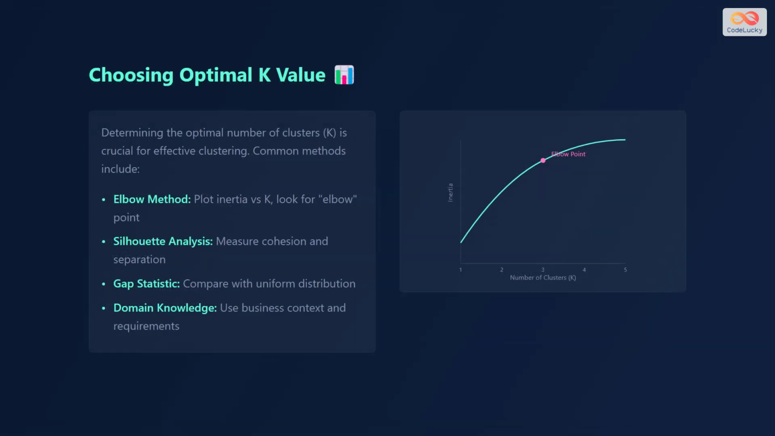Determining the optimal number of clusters k is crucial for effective clustering. Here are some common methods to help you choose the right k value. The elbow method involves plotting inertia, which is the sum of squared distances, versus k. Look for the elbow point in the plot, where the rate of decrease in inertia starts to slow down. Silhouette analysis measures cohesion and separation of clusters to help determine the best k. The gap statistic compares the clustering performance with that of a uniform distribution. Finally, consider using your domain knowledge and business context to inform your choice of k.